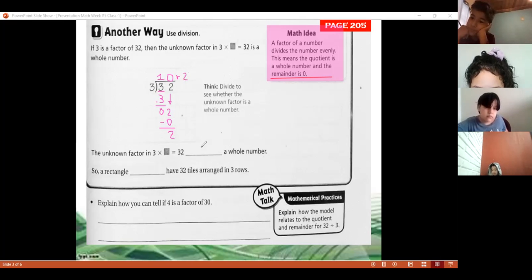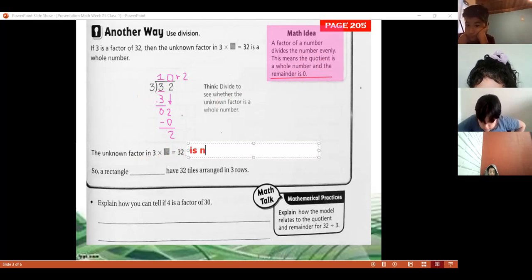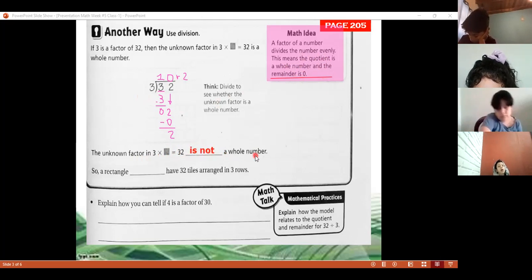What does the math idea say? The quotient is a whole number and the remainder is 0. Do we have remainder 0 here? No. So it says the unknown factor, 3 times a number we don't know, equals 32. It's not a whole number. Let's write it down. It's not. Why? Because you see, we have a remainder that is 2. So it's not a whole number.